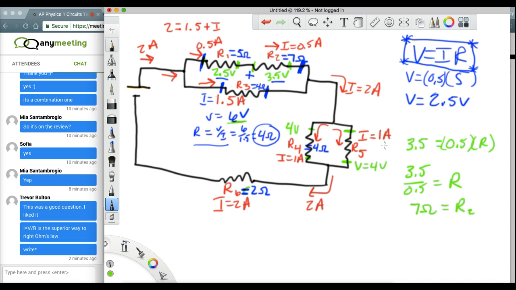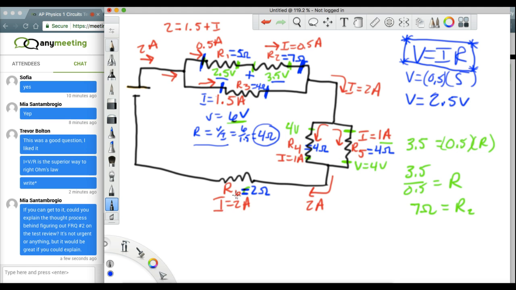And now that I know the voltage drop to be 4 volts and the current to be 1 amp, I can find the resistance by taking voltage divided by current. And the voltage is 4, the current is 1, so the resistance of R5 actually comes out to be 4 ohms as well. All right, we're on the home stretch here. R6 is going to be 2 ohms and 2 amps. So all we need to do is V equals IR. 2 amps times 2 ohms gives me a voltage drop of 4 volts.